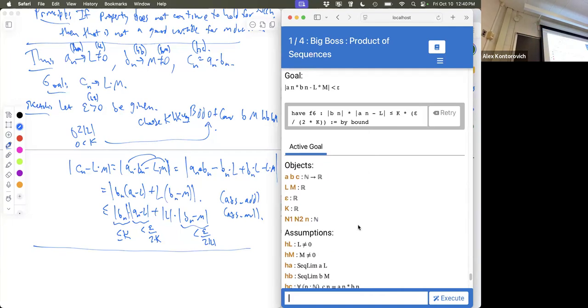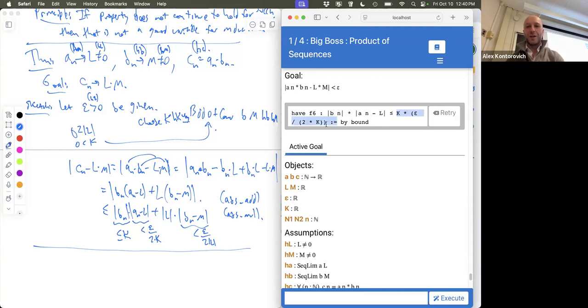Because it's not smart. What would you do if it didn't work? I would do them one at a time. I would say Bn times An minus L is bounded by K times An minus L. And then K times An minus L is less than K times epsilon over 2. This is a work in progress. So it seems, it's a have statement, so I don't really know if it worked or not, but we'll find out.